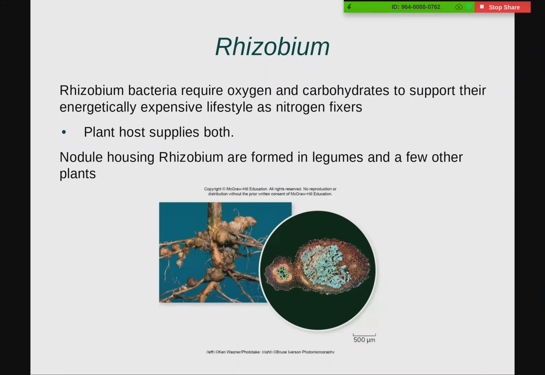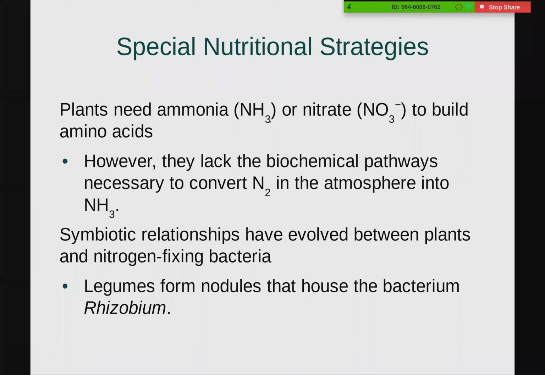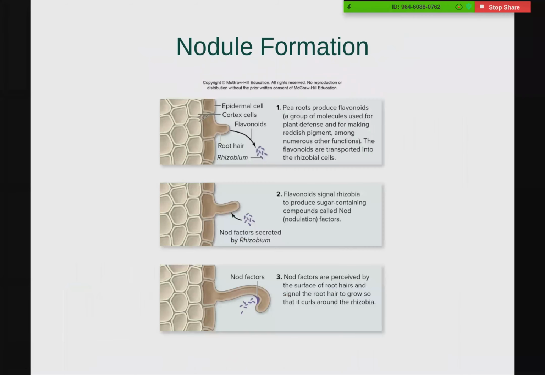Now, these bacteria require oxygen and carbohydrates to support their metabolic pathways. So they're heterotrophic like we are. So the plant gives the rhizobia oxygen and food. In return, the plant also houses the bacteria in these nodules. And we commonly see these in plants like legumes, like beans. And inside these nodules, the bacteria actually convert that atmospheric nitrogen, N2, into ammonia for the plants.